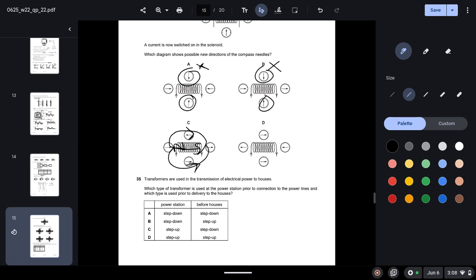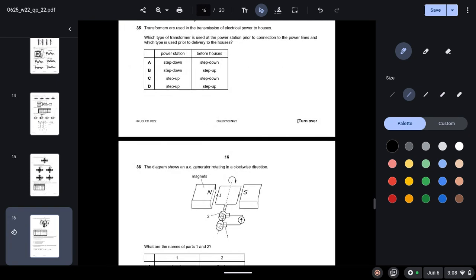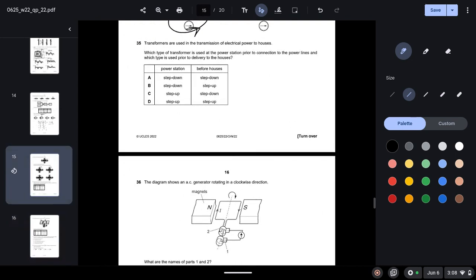So this behavior is shown in option D. So D is your correct answer. Transformers are used in the transmission of electrical power to houses. Which type of transformer is used at the power station prior to connection to the power lines, and which type is used prior to delivery to the houses? So prior to the power lines, a step up transformer would be used because we need to increase the voltage, and before going into houses obviously we would want a lower voltage, a safer amount of voltage, so we would use a step down transformer.